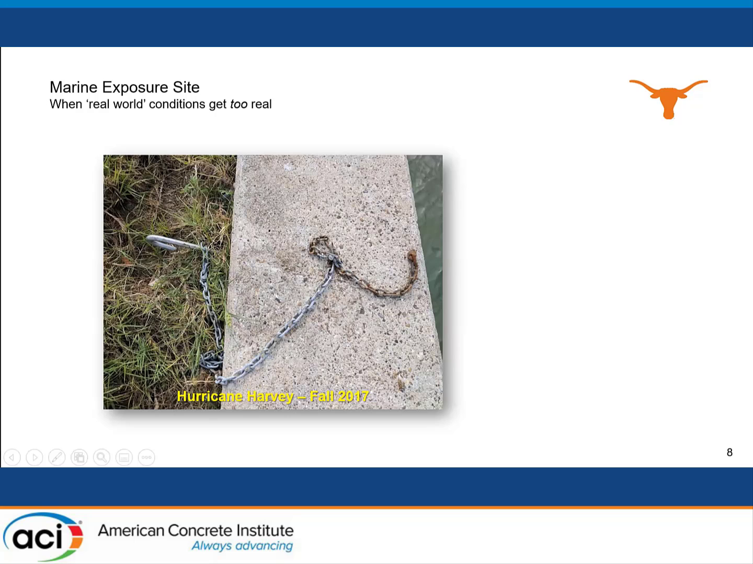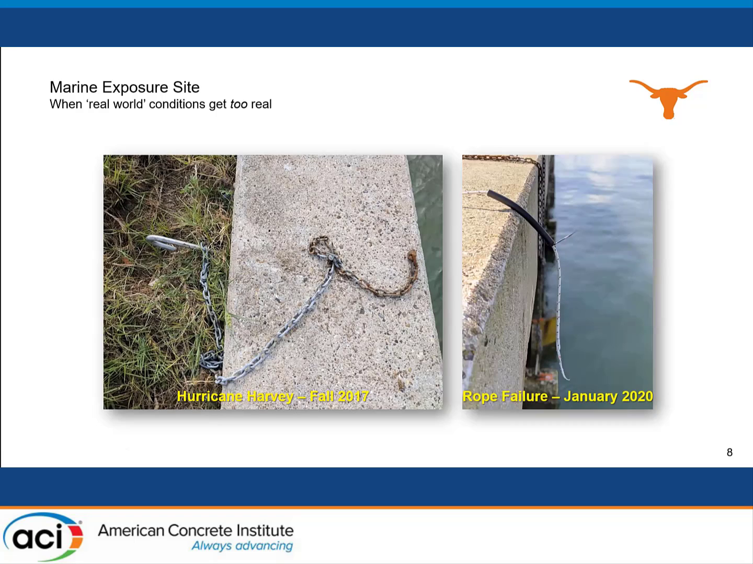You'll also notice that the chain out here is corroding. So we're intending on studying corrosion of reinforcement, but turns out our chains corrode too. So that led us to figure out different ways to hang the blocks. One of my ideas was to use rope, and unfortunately that also didn't fare too well. So we've had, again, a number of learning experiences with this site, but I think at this point we have a good idea of how to get the blocks out there and get them to stay.